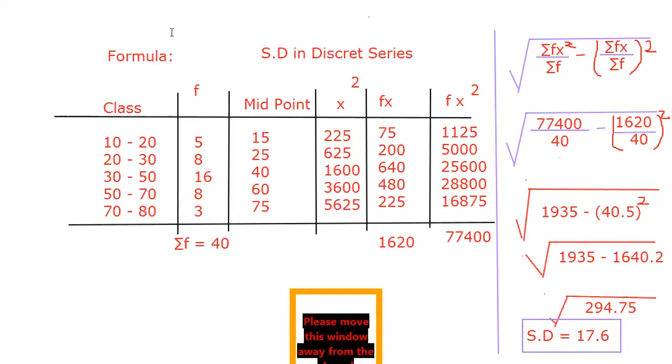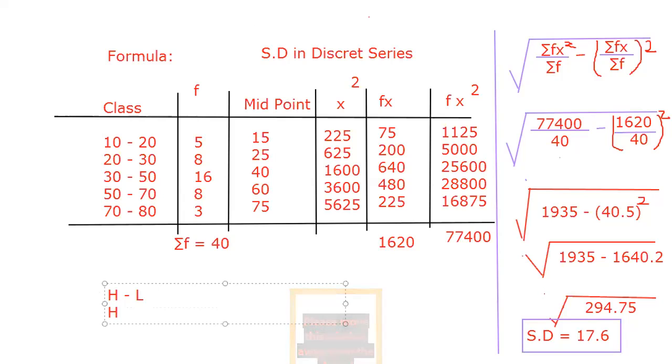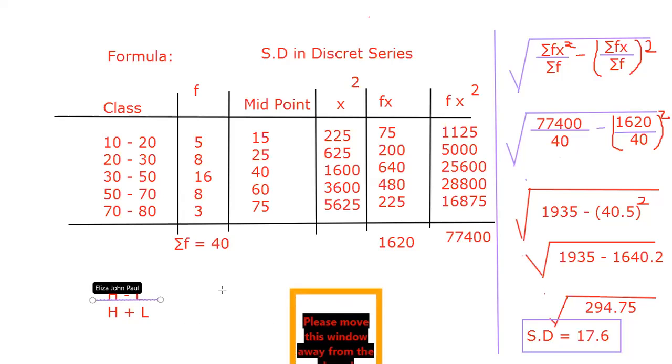Now there is another continuation, we need to identify the coefficient. I hope you all remember the coefficient of range is equal to H minus L divided by H plus L. So this is the coefficient of range. Similarly, the coefficient of standard deviation has a separate formula.